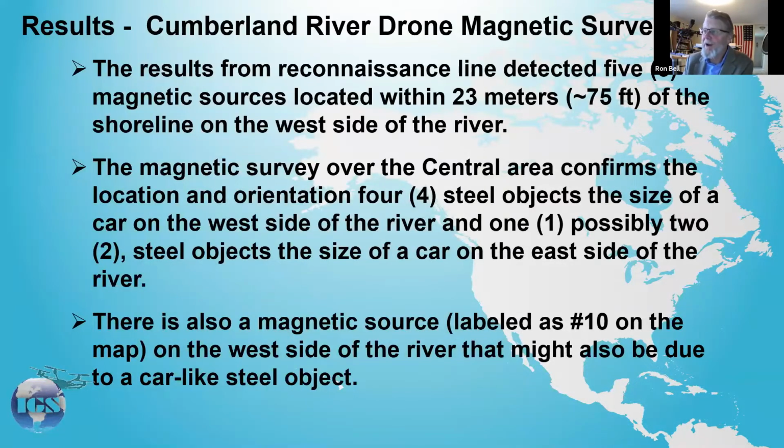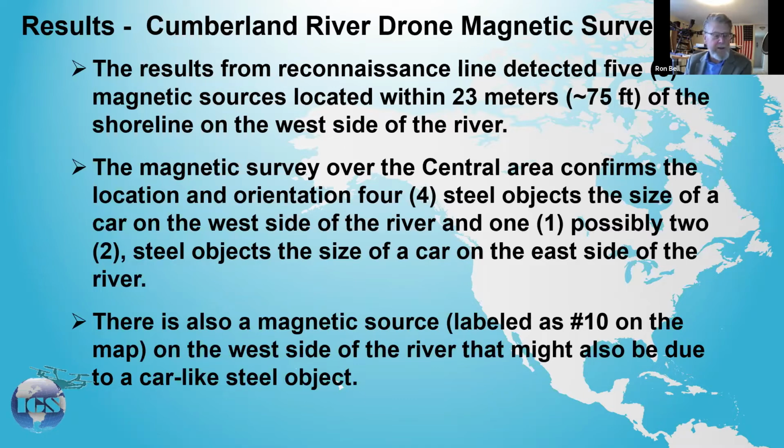So the results of the reconnaissance line detected 5 magnetic sources located within 23 meters of the shoreline. And had we done this again, we would have probably just flown the survey along the shoreline, back and forth, and got more dense data along that. The magnetic data in the central area confirms the location and orientation of steel objects, the size of a car, on the east side of the river. Also, there are 2 at least there. And that magnetic source is labeled 10.